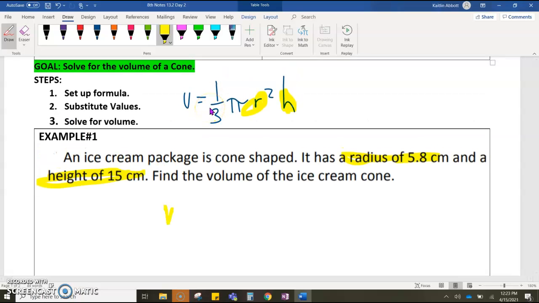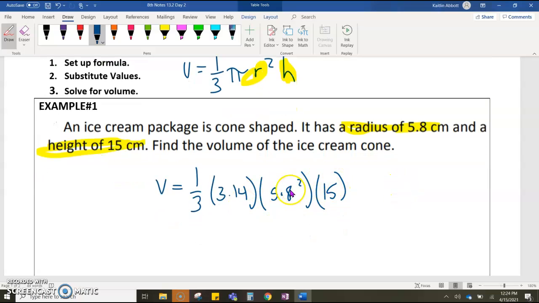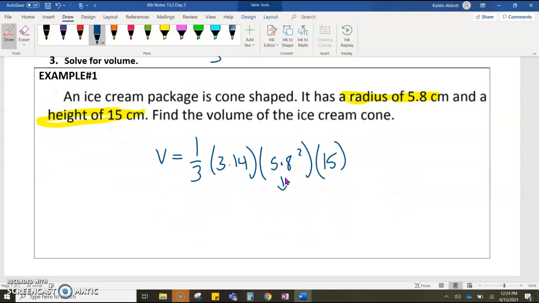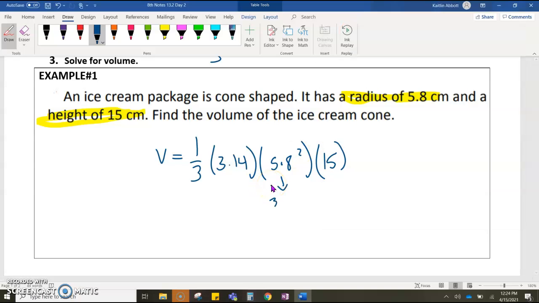So let's do volume, in a pen, this is it. Volume equals 1/3 pi, which is 3.14, times r squared, and the radius is 5.8. 5.8 squared times the height is 15. Okay, let's solve this guy so we can shove this all in the calculator. 5.8 squared is what? 5.8 squared, 33.64. 33.64. Okay, now we can shove all these in the calculator.